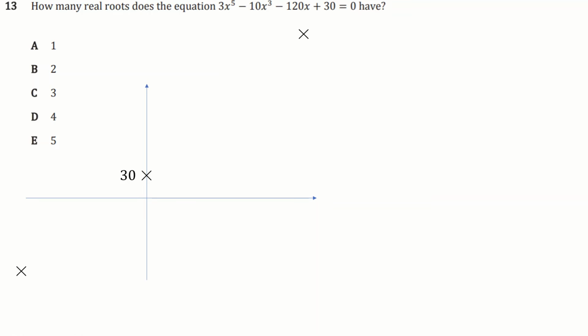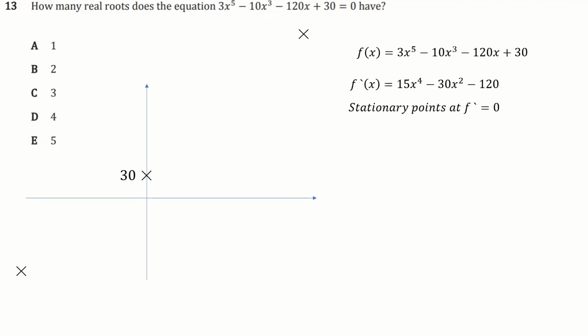So those are the things I immediately know. Now, I want to know how many times it goes up and down, and how many times it passes through the x-axis, because that's what the roots are. To find out how many times it goes up and down, I'm going to find its turning points. So if this is the function, find the derivative, set the derivative to be 0 to find the stationary points.